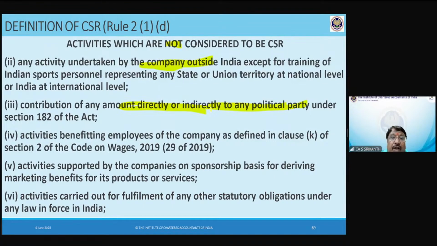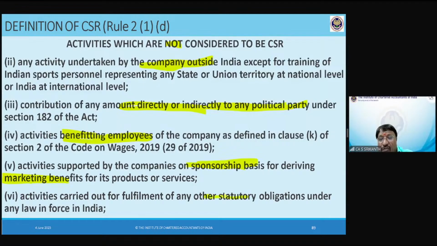Activities benefiting employees of the company, not CSR. Activities supported by the company on a sponsorship basis for deriving marketing benefits for its product. For example, you sponsor a T-shirt for a walkathon. Supporting a sports activity is CSR. But if your company's name is coming on the T-shirt, it becomes sponsorship for deriving marketing benefit. It won't qualify for CSR. You can claim it as a marketing expense, but you can't put it under CSR.